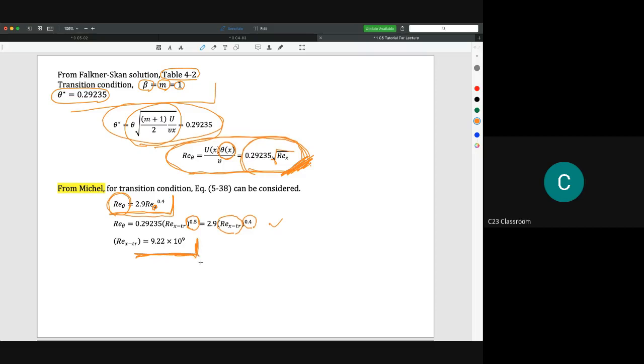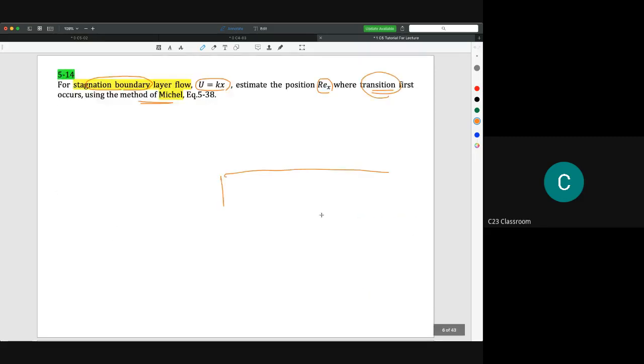Okay, so again, please understand here. This value is quite big compared to what we talked about previously, the 5 times 10 to the power of 5. 5 times 10 to the power of 5 is actually the transition for a flat plate, a horizontal plate like this one. But here we are talking about the stagnation boundary layer, where the plate is vertical. Please understand the situation.